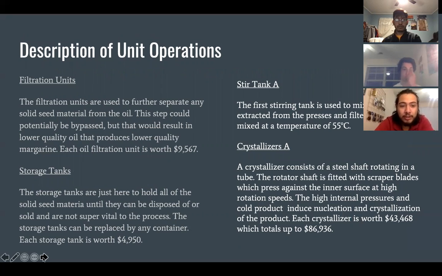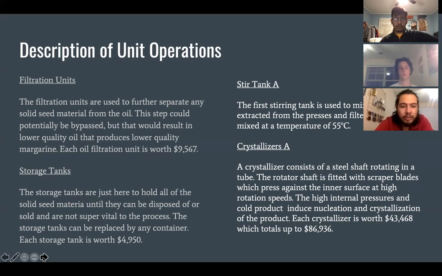We have 2 filtration units, which each filter an oil extracted from a different seed. Each filtration unit costs about $10,000, which totals about $20,000. It's not the most important step, but it is pretty important in order to get homogeneous margarine down the line that is high in quality. The storage tanks are not super crucial and can be pretty much replaced by anything that stores a solid.